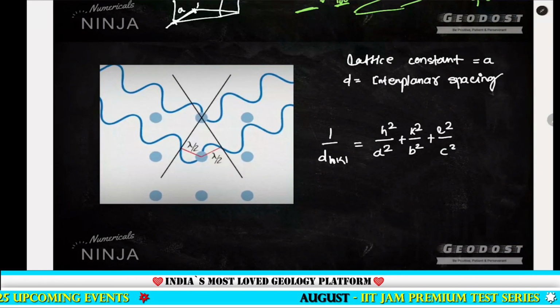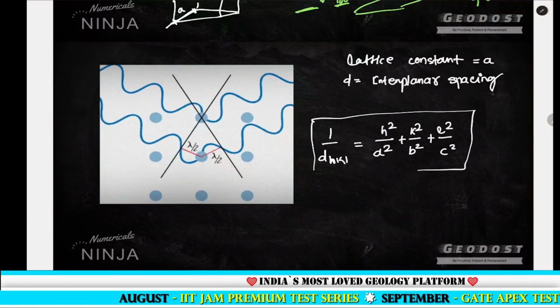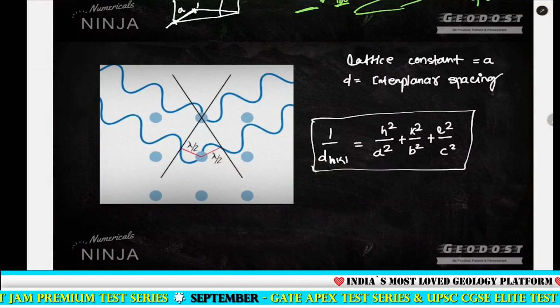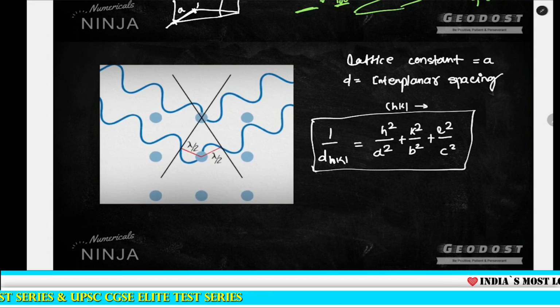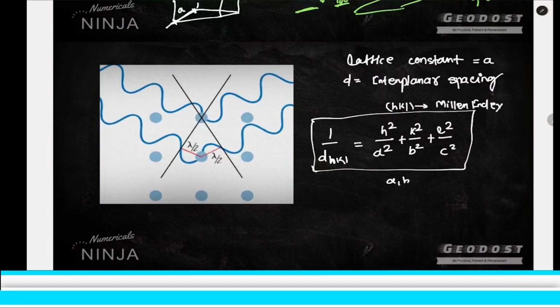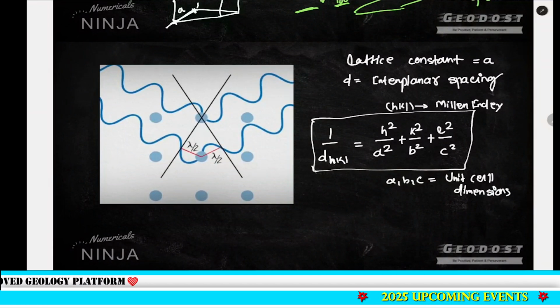It is for every planar space, every plane, or you can say every face. hkl is basically your Miller index. And what are the a, b, c? They are the unit cell dimensions. Okay, so don't confuse between them.